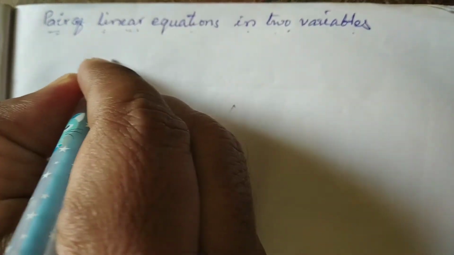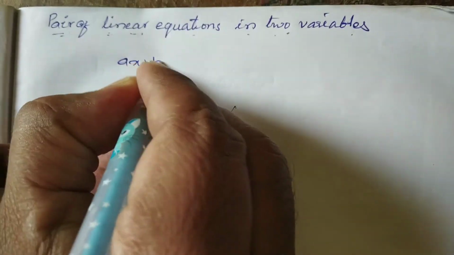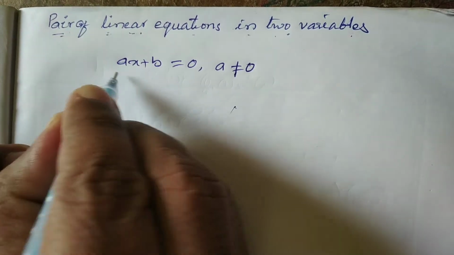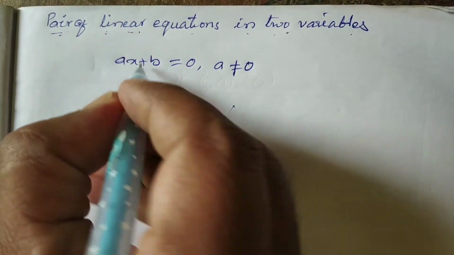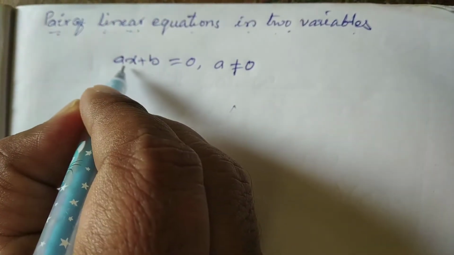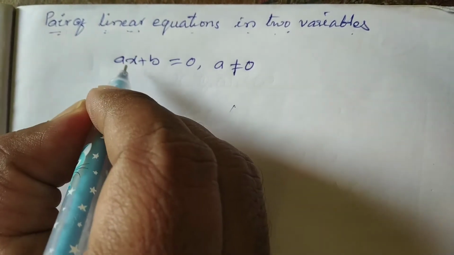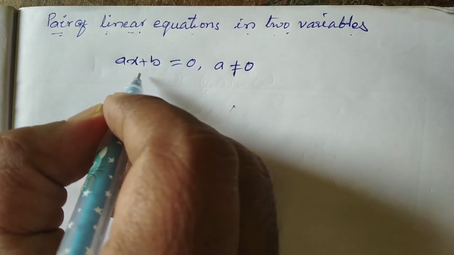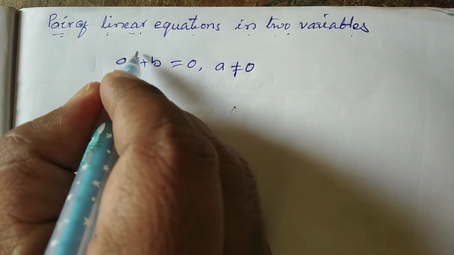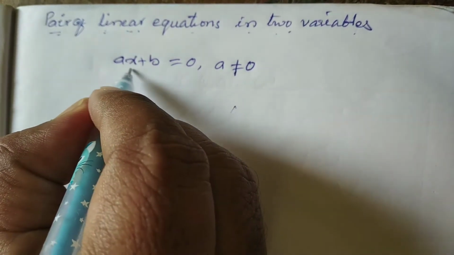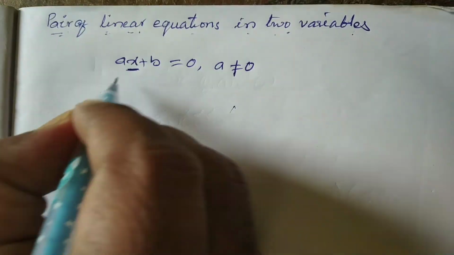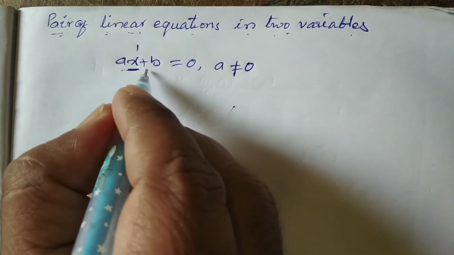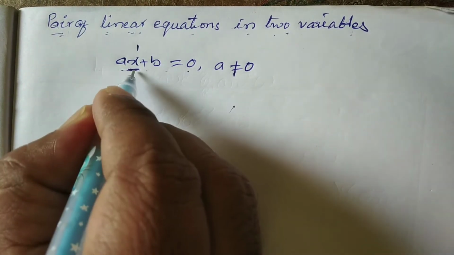For example, ax plus b is equal to 0, a not equal to 0. This is a linear equation in one variable. The variable is x. Here degree means the highest power of the exponent, the highest exponent of the variable. What is the variable here? x is the variable. Its exponent is 1. Therefore, it is a linear equation in x.